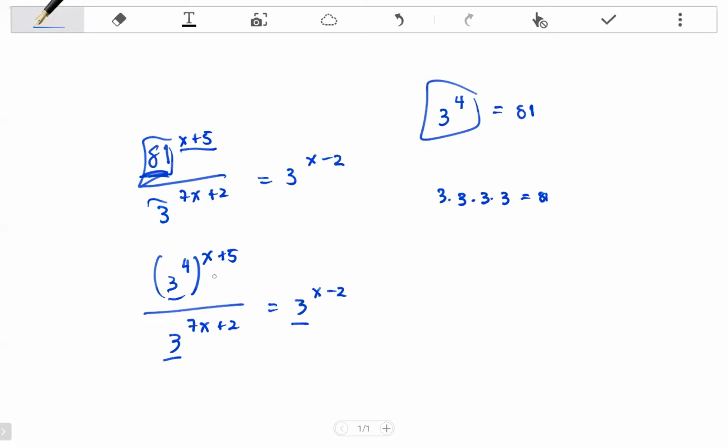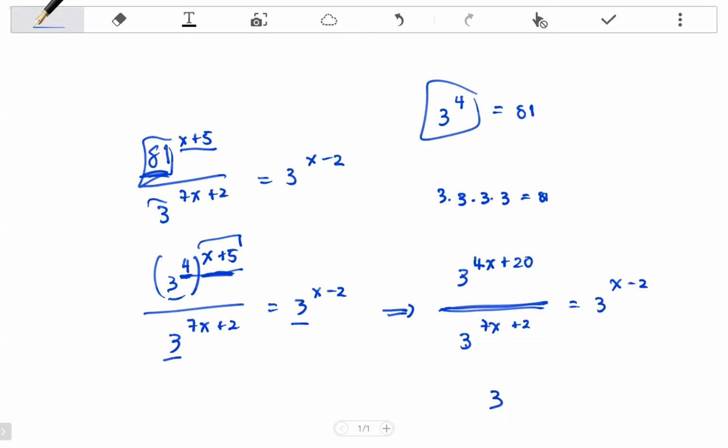Let's simplify this exponent. Since we're multiplying an exponent by another exponent, we just multiply. So we can rewrite that as 3 to the 4x plus 20, because we have to distribute when we multiply. This is all over 3 to the 7x plus 2. And this is going to be 3 to the x minus 2. And what's our next step? Well, this is dividing. And what did we say about dividing? Subtract, right? Since we have the same base.